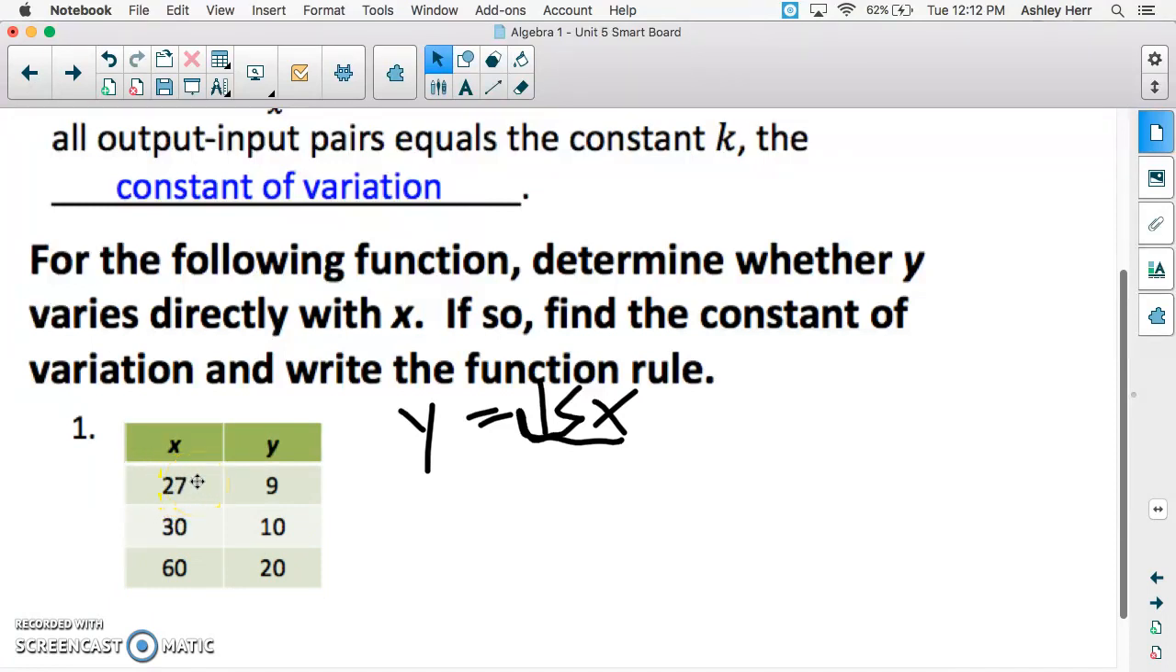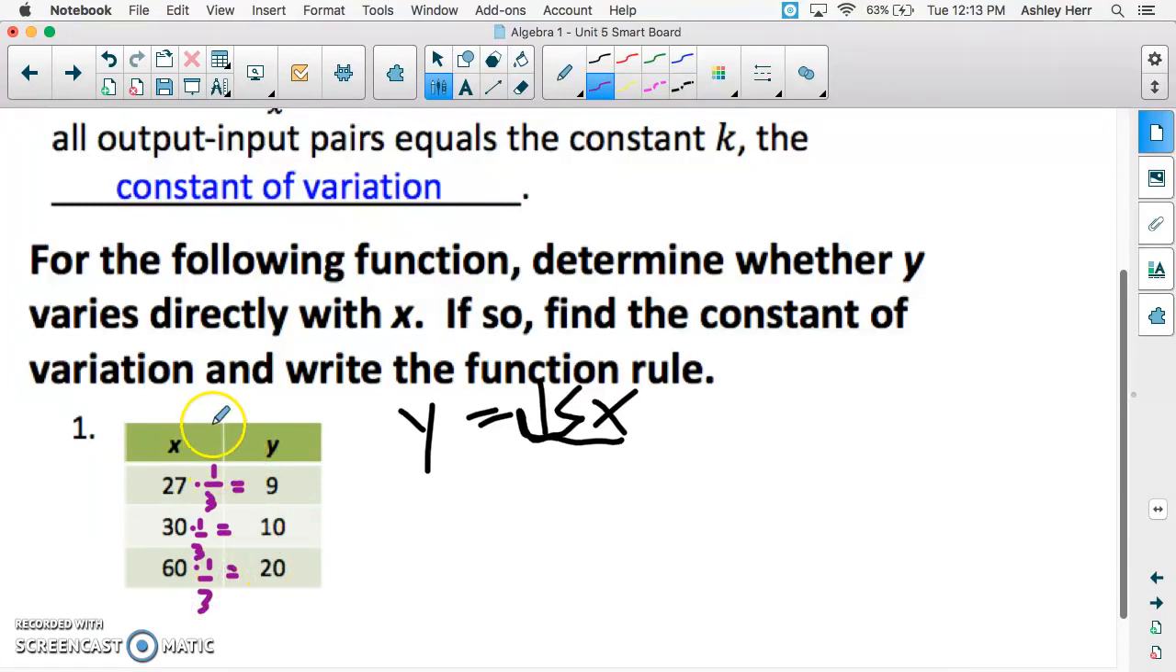So remember, when you divide by 3, you're really multiplying each number by the fraction 1/3, right? So we're multiplying 27 times 1/3 to equal 9. Multiply 30 times 1/3 to equal 10. And you multiply 60 times 1/3 to equal 20. Does everybody see that? So here, my constant that I'm multiplying to my x variable is 1/3.